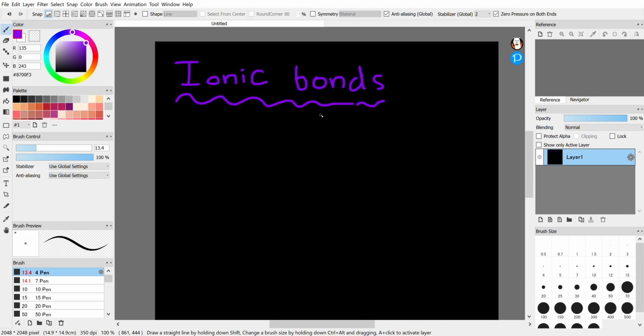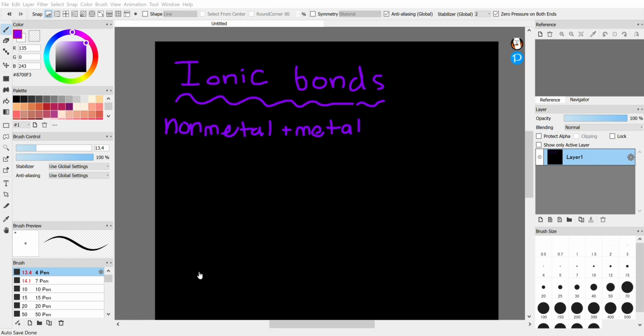But I guess I should start out with what ionic bonds are. Ionic bonds are bonds with non-metal and metal atoms. So for example, I have a periodic table pulled up. Anything with the word metal in it is usually a metal, unless it says non-metals. It's obviously not a metal. Anything that includes the word metal that doesn't say non in front of it is a metal. So, of course, this is a non-metal plus metal bond.